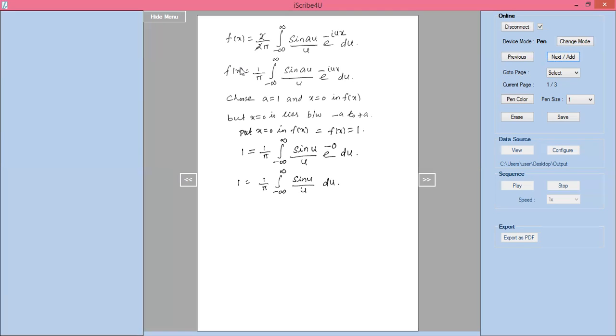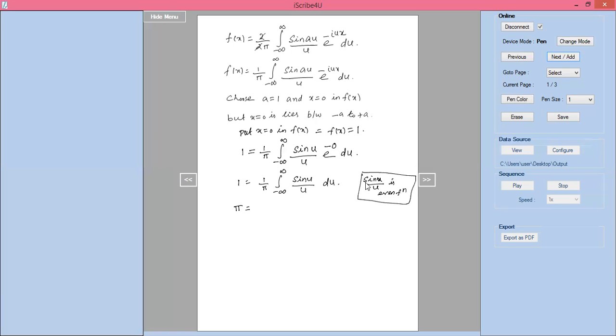Now this pi I will cross multiply to this side, so pi equal to the integration of sin u divided by u, which is an even function. How can I say that this is an even function? If we replace x by minus x, or u by minus u, sin of minus u is nothing but minus sin u divided by minus u. Minus minus get cancelled, then you will get sin u only.